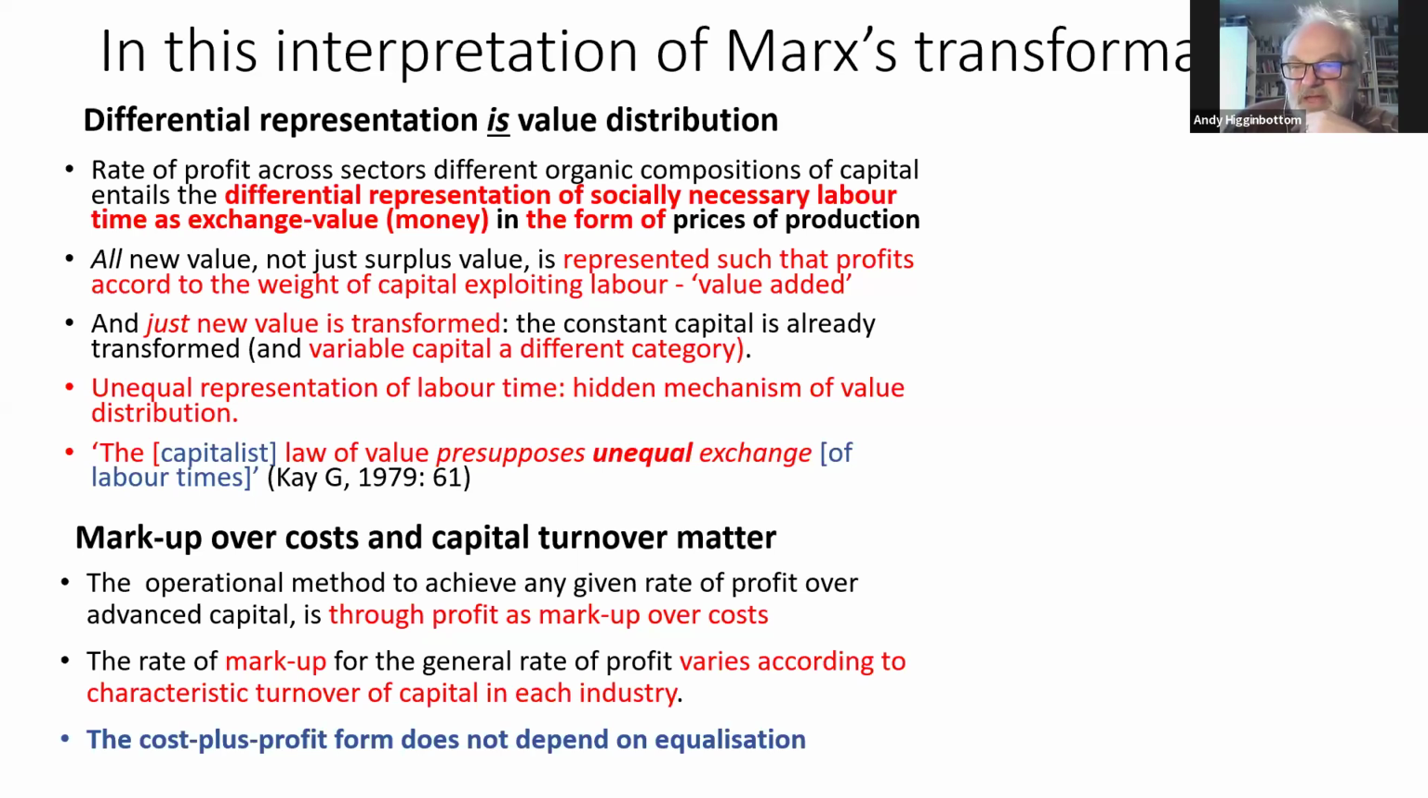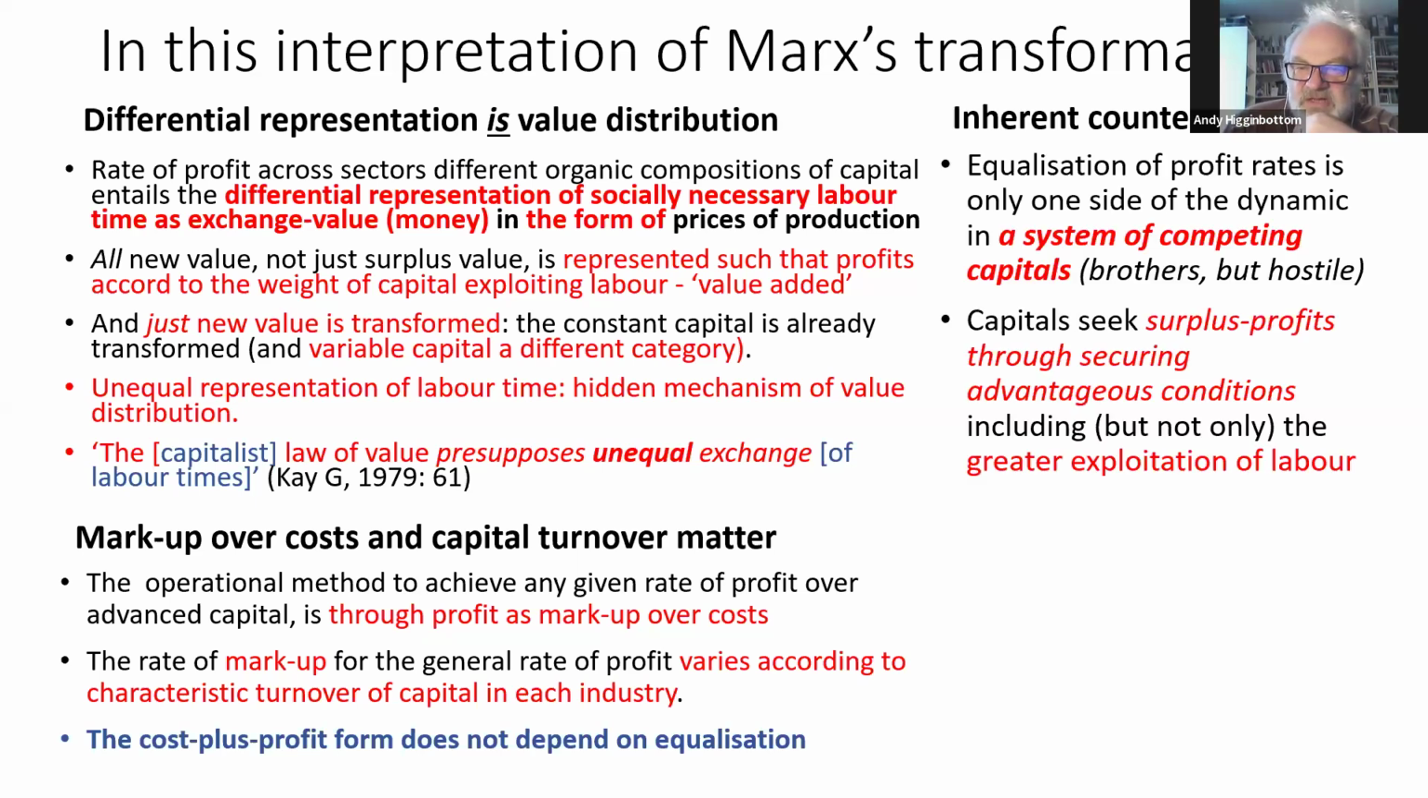I think a lot of the elements of price of production form are already explained by Marx in part one, but it is fair to say that the way he presents price of production, it would seem as though that form is itself dependent on the equalization of the rate of profit, and I think that's actually evidence that it's not the case. There are inherent counter tendencies.